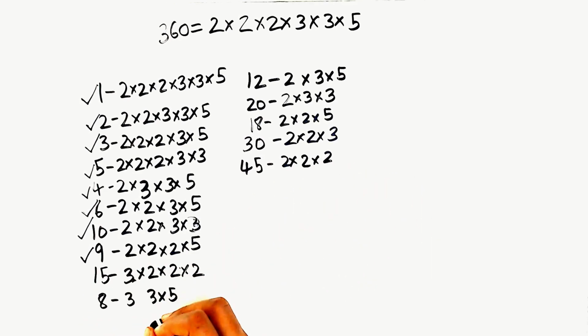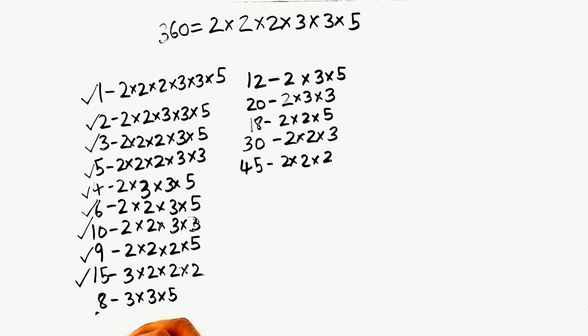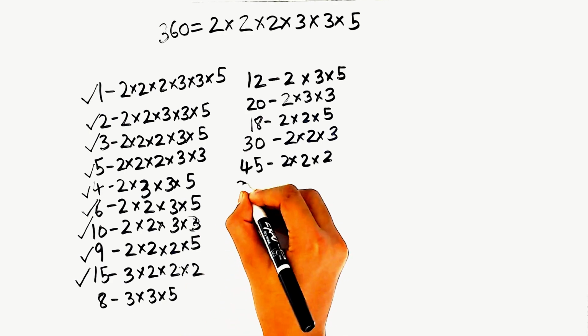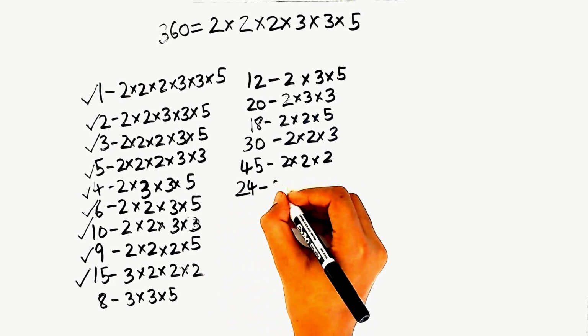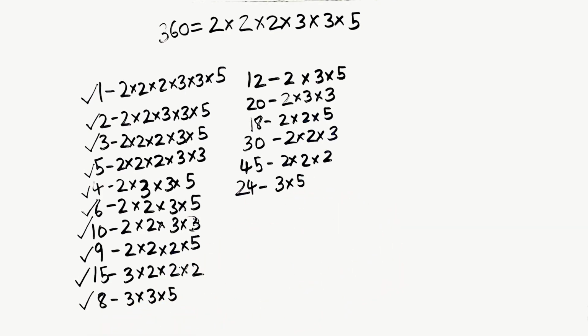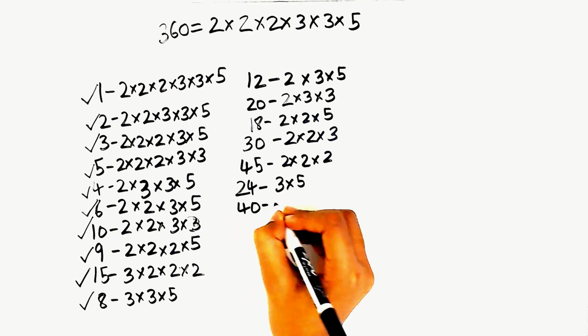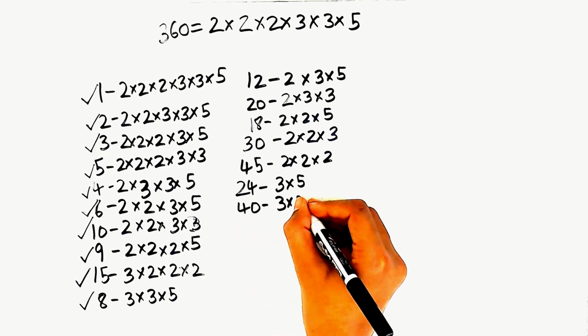Now 15 times 3, we already have it. 15 times 2, 30, we already have that. We're done with 15. 8 times 3 is 24. We don't have that yet. So 24 will be 3 times 5. We're done with that. Whoops, I forgot. 8 times 5, so 40. So it'd be 3 times 3 left.